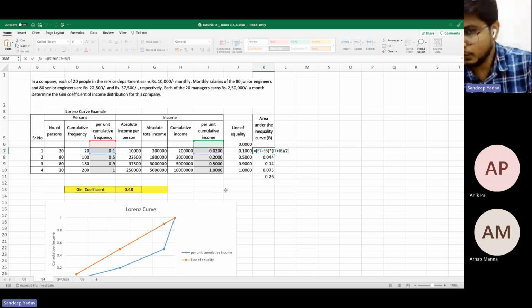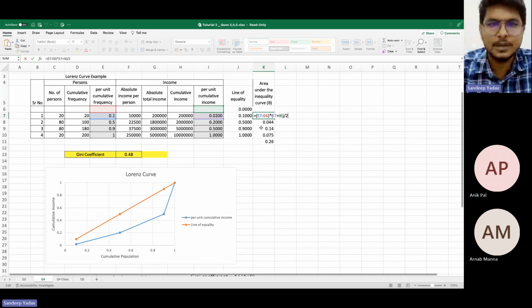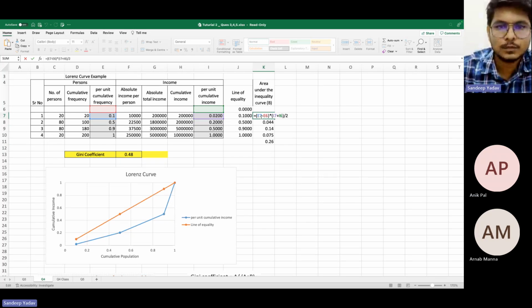Now we know what is the x, what is the y. So if you will see here, y2 minus y1 plus x2 minus x1. What is x2? 0.1 to 0. That will be 0.1, and multiplied by x2 plus x1 by 2. Similarly, we are calculating the area of a trapezium. All the areas we have calculated here.